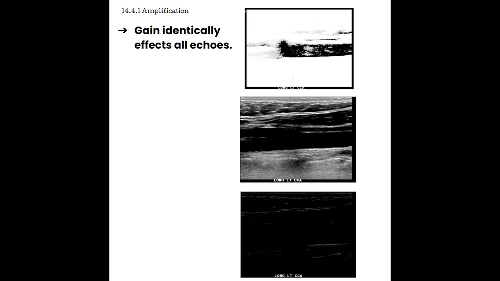The middle picture has a very nice setting to it. Things that we expect to be anechoic are anechoic. Things that have low level grays are the correct level of gray. This is what we are aiming for. We can also decrease our gain, which is kind of the opposite of amplification, but we can make the entire picture darker by turning the knob to decrease the gain.